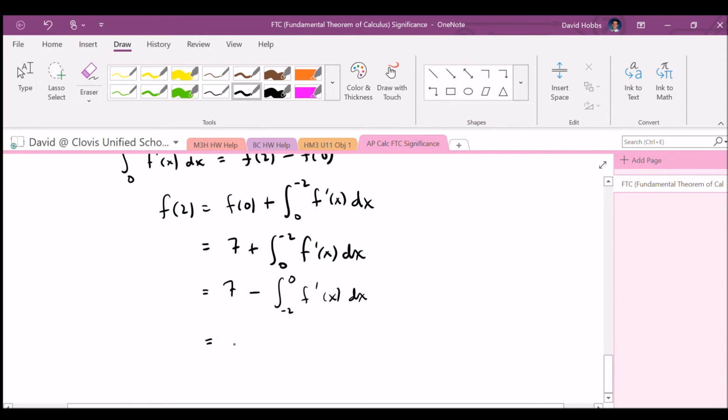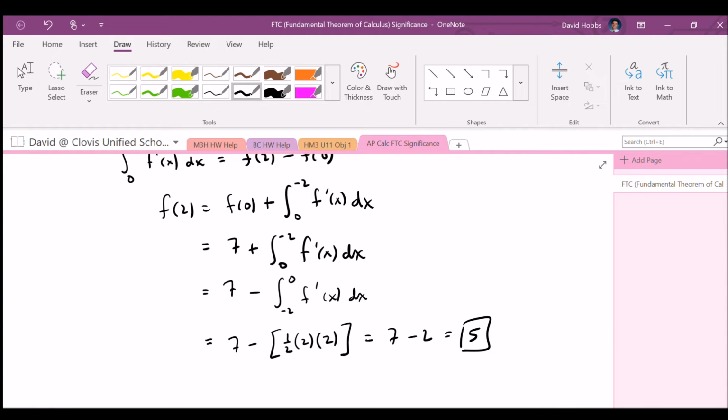Okay, so we have 7 minus, now from negative 2 to 0, again, it was that triangle. And the triangle is just simply 1/2 base times height, so 1/2, the base is 2, the height is 2, and so really we have 7 minus 2, which is 5. Okay, so that is f of 2. f of 2 is 5.